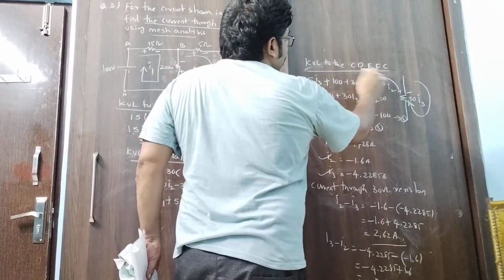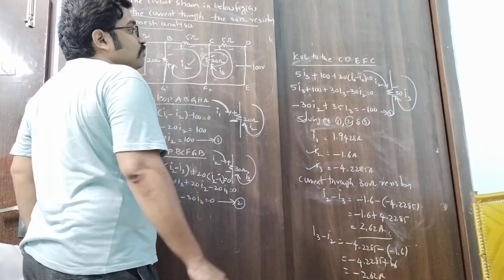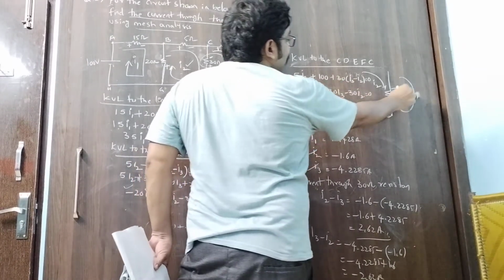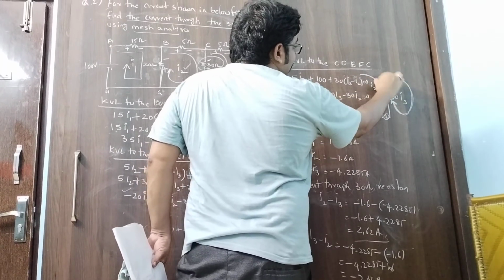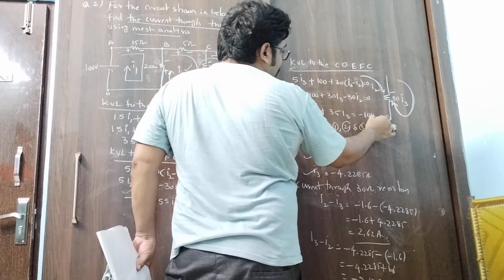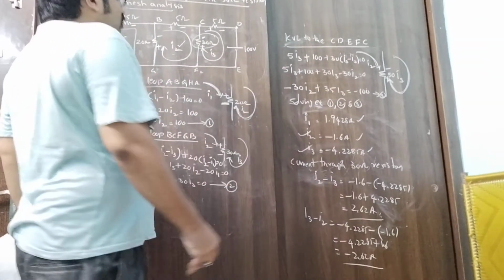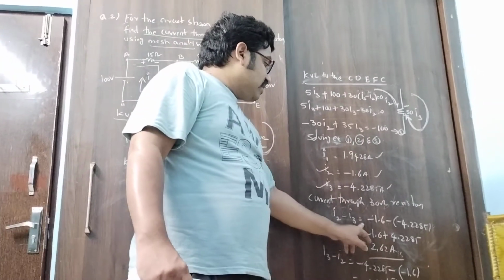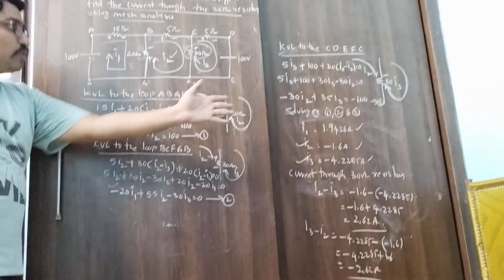When you are writing the equation to the third loop, you should give the priority to the third loop, that is the I3 current. So you have 5 I3 plus 100 plus 30 times I3 minus I2. If you simplify this and solve equations 1, 2 and 3, you are going to get the currents. The current through the 30 ohm resistance, you can write as I2 minus I3 or I3 minus I2. If you write I2 minus I3, you are going to get plus 2.62. I3 minus I2, you are going to get minus 2.62 ampere. This is how you need to solve the problem.